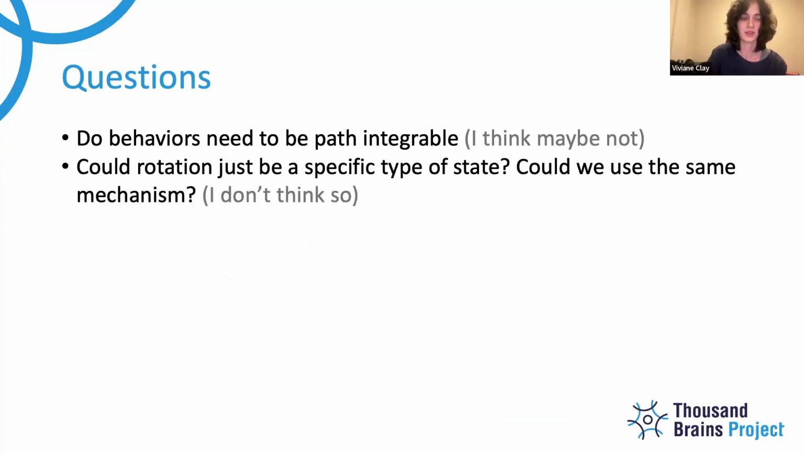And then the second one I was briefly thinking through, but I think not. So could rotation just be a specific type of state? Could we use the same mechanism for rotation states of the entire object? Yeah, like object rotation. I don't think so.